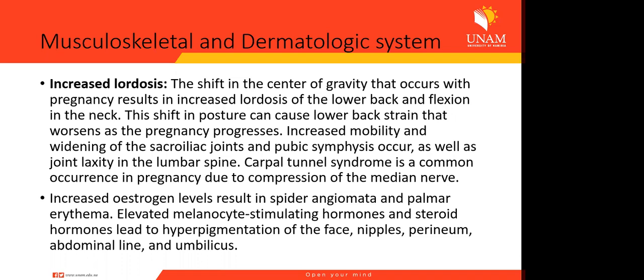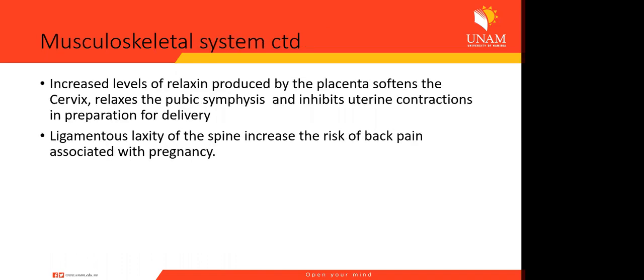Interestingly, there's an increase in carpal tunnel syndrome, which may be due to compression of the median nerve. Increased estrogen levels result in spider angiomata and palmar erythema. Elevated melanocyte stimulating hormone and steroid hormones lead to hyperpigmentation of the face, nipples, perineum, abdominal line, and umbilicus. All right, I mentioned this before.